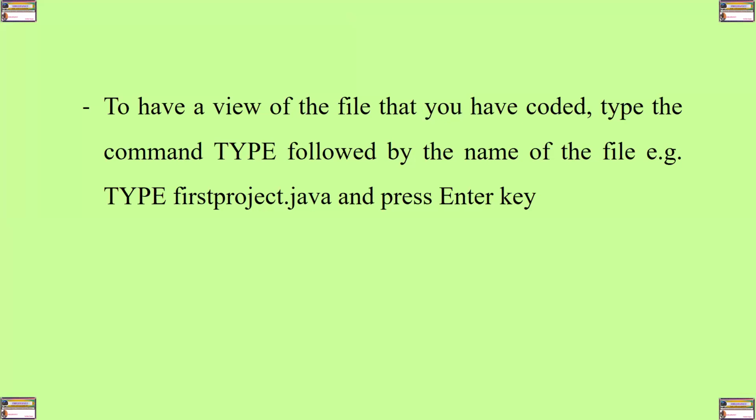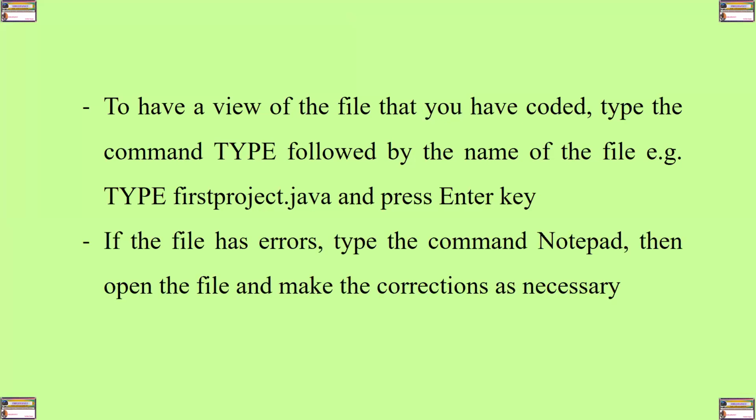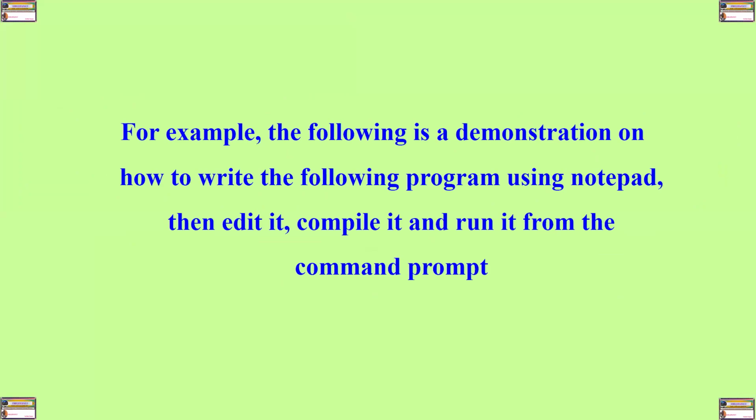For example, if the name of your file is fastproject.java, then you can type the command type followed by a space, then the name of the file with its .java extension, and then you press the enter key. If the file has errors, just as I have said, type the command Notepad at the command prompt, then open the file and make the corrections as necessary.